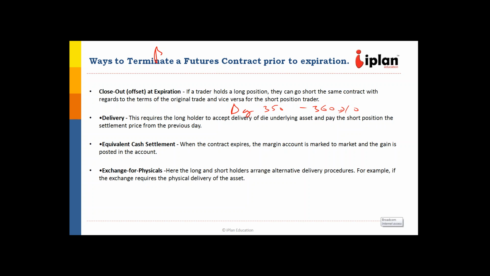Then exchange for physical. What is that? In this situation, normally the short sellers of the contract will deliver the goods to the exchange. Buyers take the delivery and sellers give the delivery. When we are trading, it is very simple: buy a contract, sell a contract, make profit, position closed. If you want to go into delivery, buy a contract, mark it for delivery, pay in full, collect the delivery and take it home. So both the options are there.